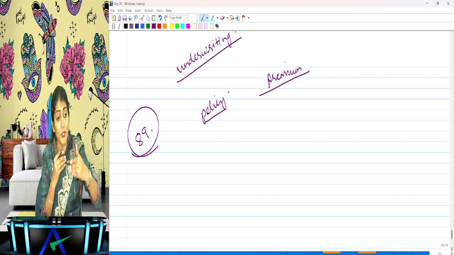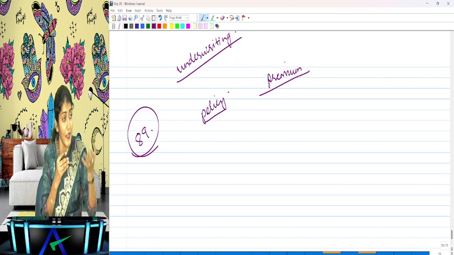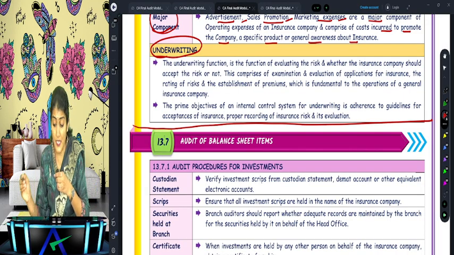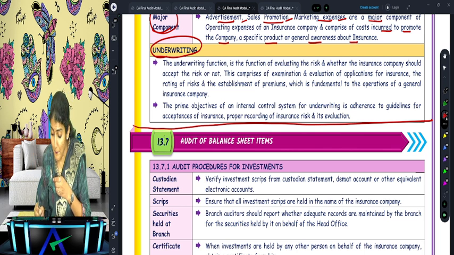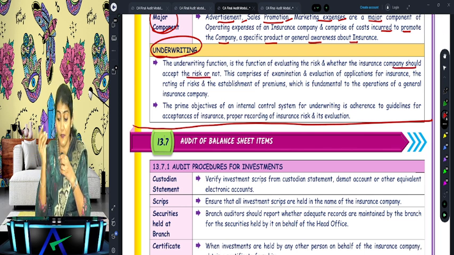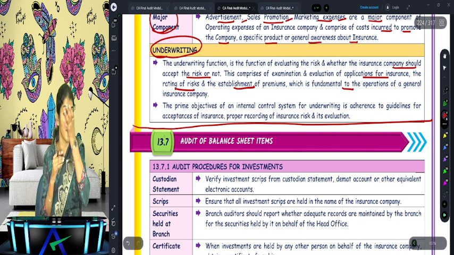So before issuing a policy, does the insurance company check the terms and conditions, or the amount of premium at which the policy should be issued? Yes. That is called underwriting, the screening of each applicant, whether the insurance company should accept the risk or not. This comprises examination and evaluation of the applications for insurance, the rating of the risk, and the establishment of the premium, which is fundamental to the operations of a general insurance company.